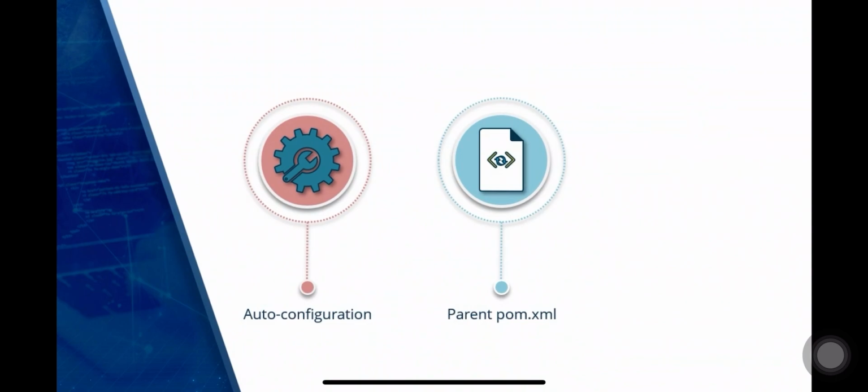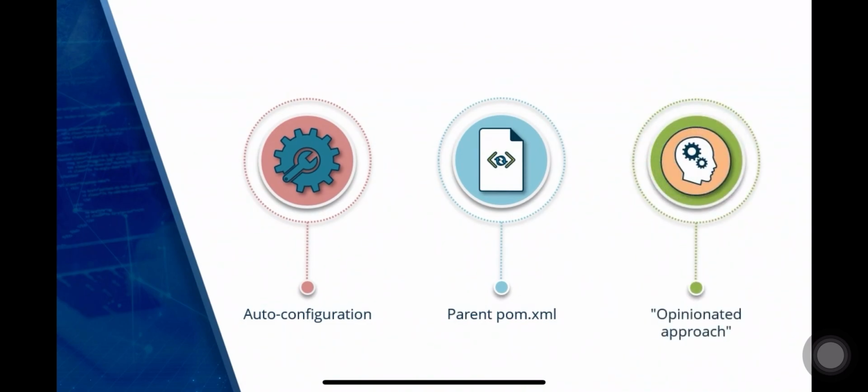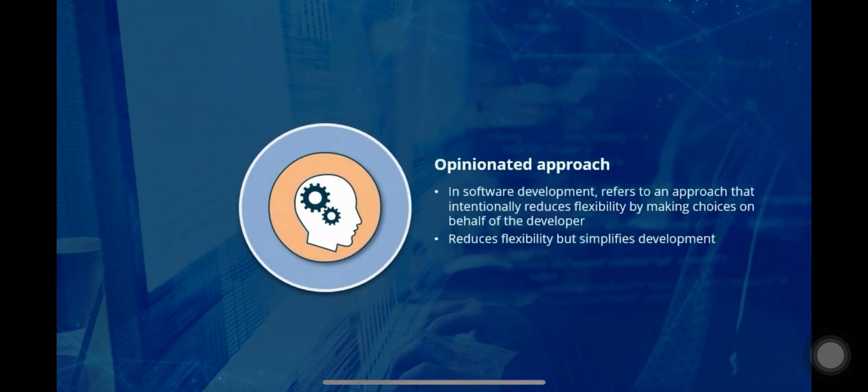The reason why Spring Boot is so much easier than working with Spring directly is because Spring Boot takes an opinionated approach to setting up your application. This opinionated approach on the part of Spring Boot is what makes it easy to create standalone production-grade Spring-based applications that just work. What exactly does it mean that Spring has an opinionated approach? In software development, this term refers to an approach that intentionally reduces the flexibility available to the developer by making choices on behalf of the developer.